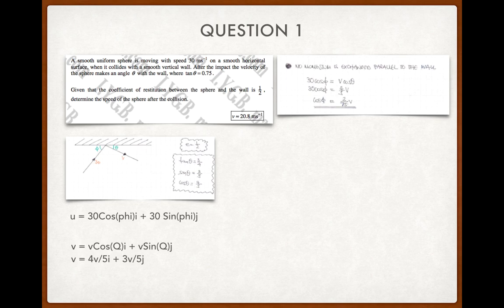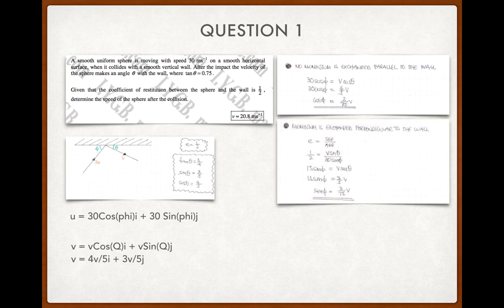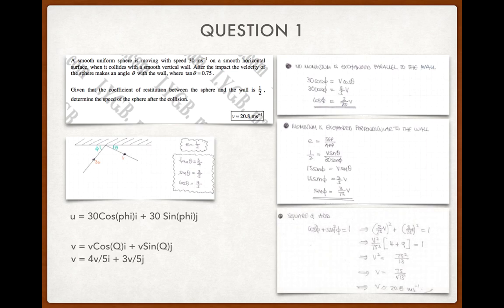So then there's no momentum exchange parallel to the wall, so there's no impulse exchange parallel to the wall, so the i's will stay the same. The j's do change, so that's where e is equal to minus v over u comes from. And then if we divide one of those by the other, sine over cos will be tan, and then we can solve. Or if you want to get the velocity straight away, you can use that method.